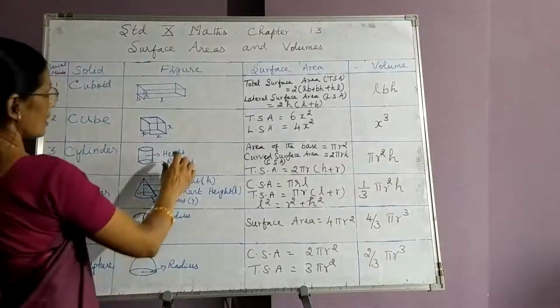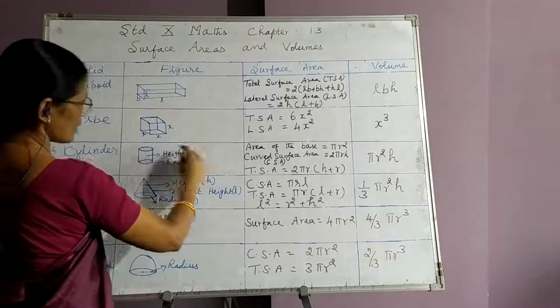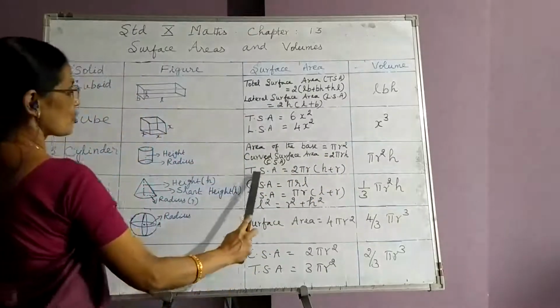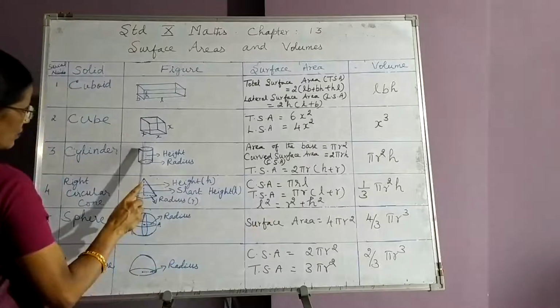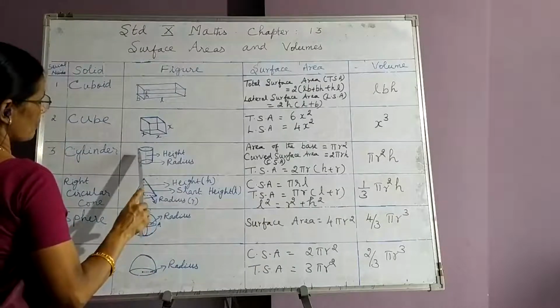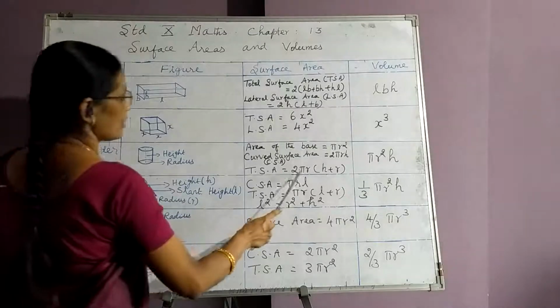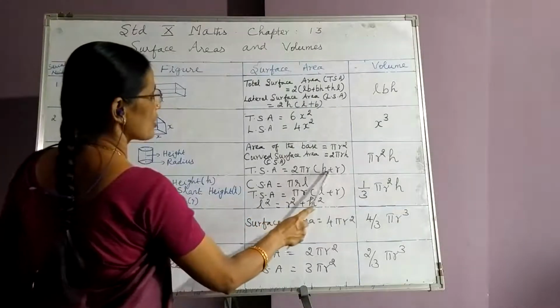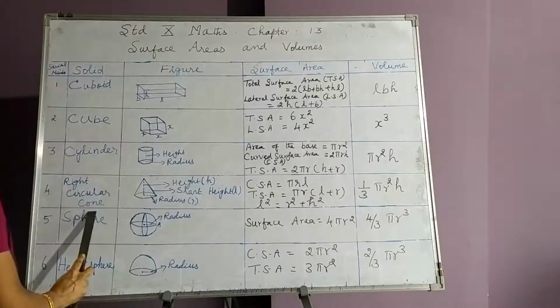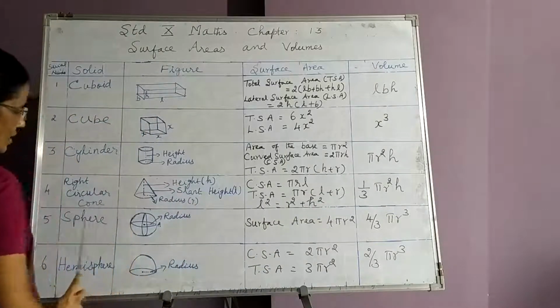So if it is curved surface area, we calculate only this. The formula is 2 pi r h. If it is total surface area, we add 1 pi r square plus 1 pi r square. So 2 pi r square plus 2 pi r h. Common term is 2 pi r into (h plus r). Then comes right circular cone. What is right circular cone?